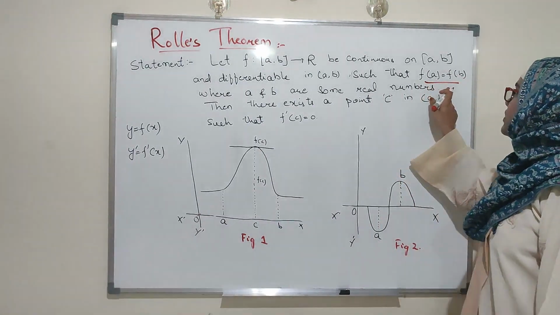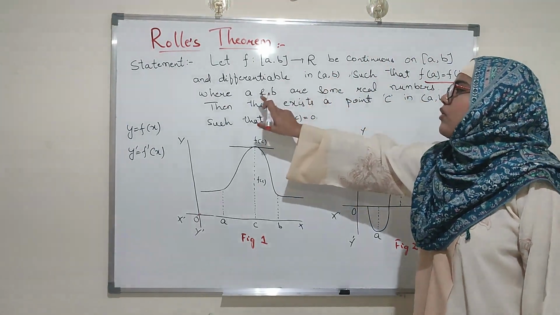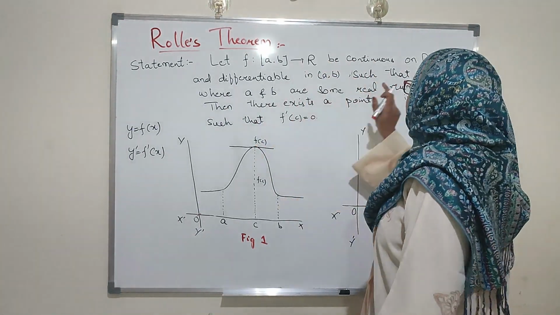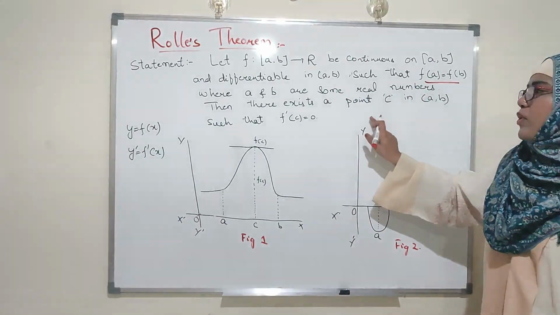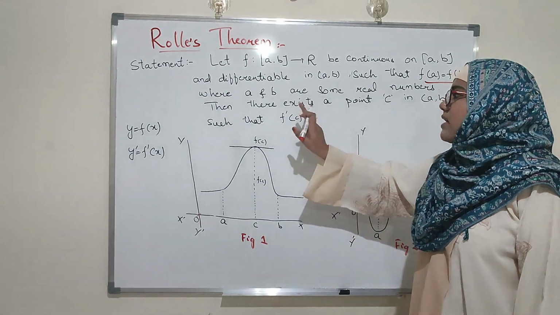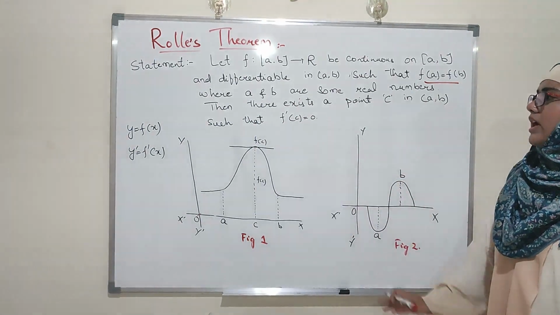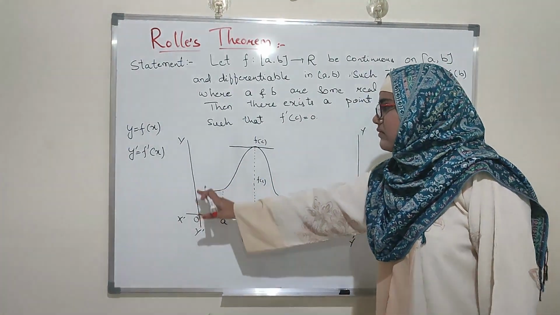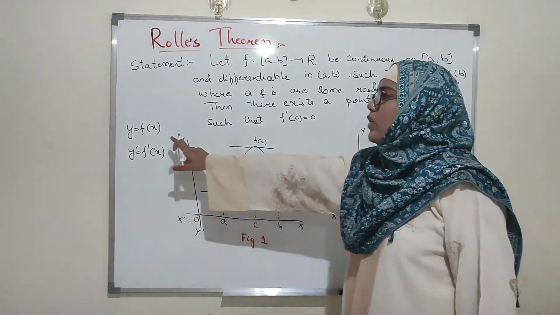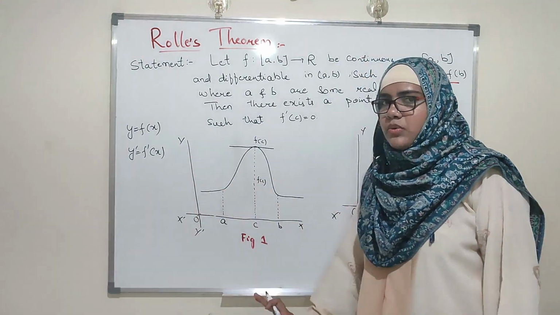then we can say that this function is continuous on the closed interval ab and differentiable in the open interval ab. Now a and b are some real numbers. Then, if this condition is satisfied, there exists a point C in AB such that f dash of C is equal to 0. f dash of C is nothing but the derivative of the function f of x which is given to you. Okay, now I will explain once again. Don't get confused. We are taking a graph y is equal to f of x, with x dash and y dash axes, and O is the origin.